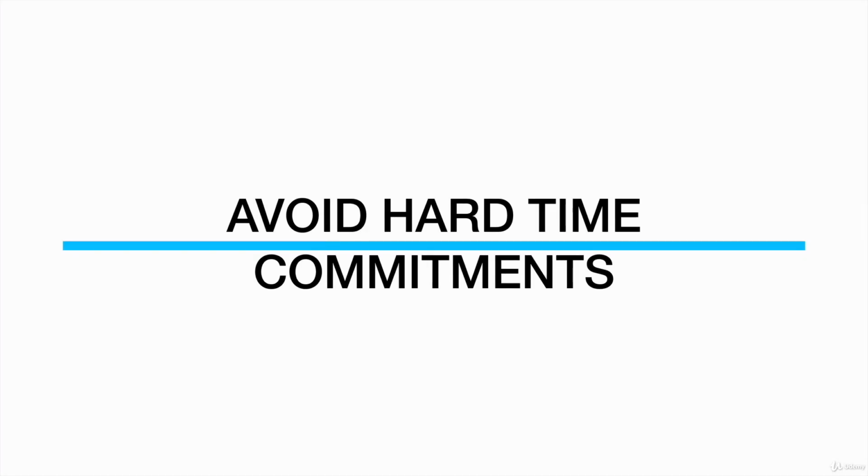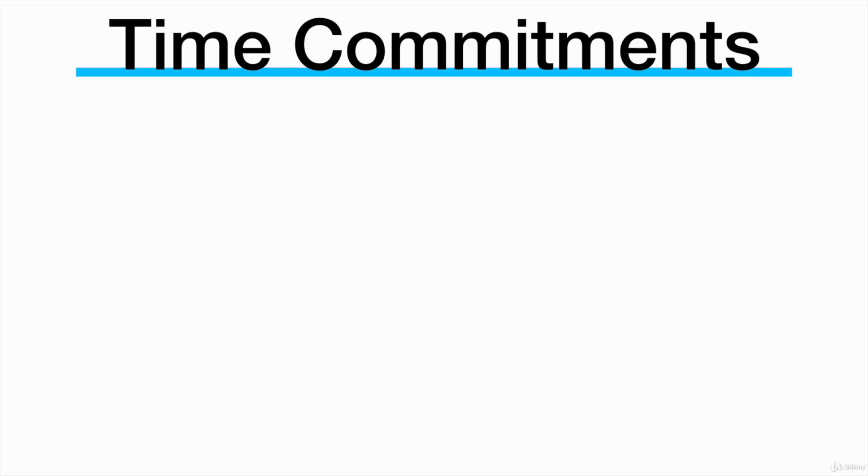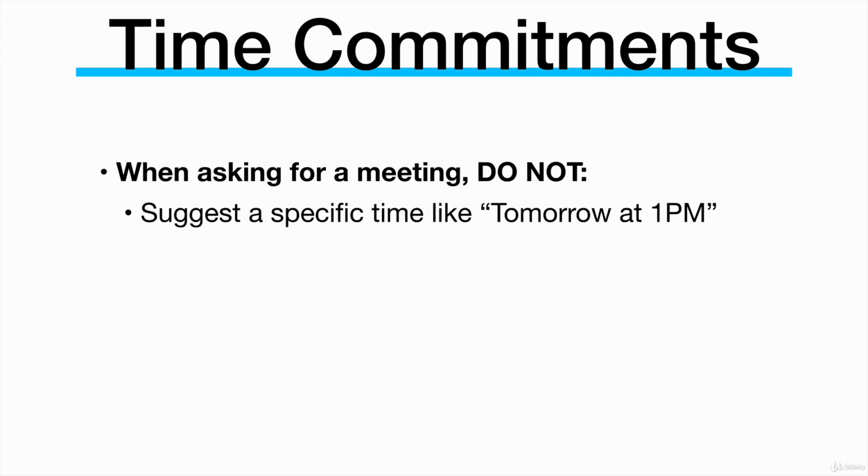Okay, so we're going to talk about one of the biggest and most common mistakes I see entrepreneurs and salespeople make, and that's putting down a hard time commitment when they are sending their cold emails. Okay, so let's go ahead and talk about what these time commitments actually mean. When you're asking for a meeting, you do not want to suggest a specific time. For example, tomorrow at 1 p.m. or Wednesday at 3:30 p.m.